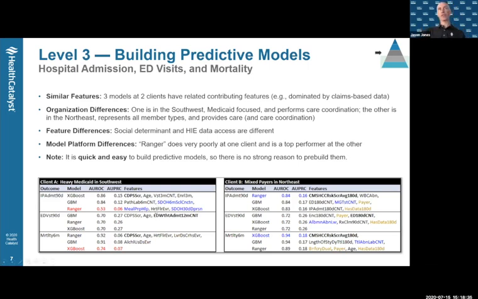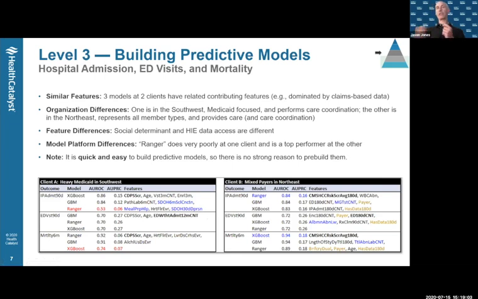But on the left-hand side, we had a fair bit of social determinant data collection, including, for instance, whether or not members needed help preparing their meals. So that turned out to be very helpful. And on the right-hand side, we didn't have that information. On the right-hand side, the client did both Medicaid, Medicare, and commercial, and that turned out to be meaningful for risk. Whereas on the left-hand side, it was disproportionately Medicaid.